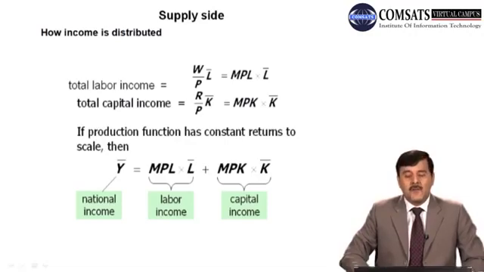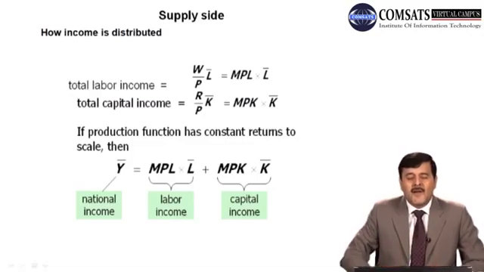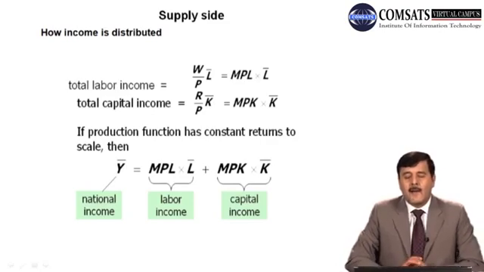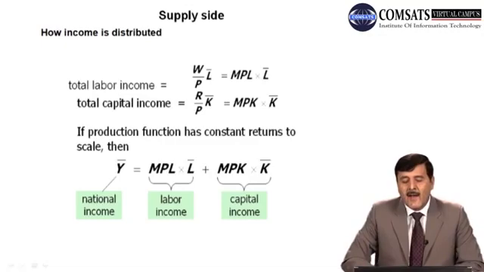Now how income is distributed, we will continue that. So what will be the total labor income? Total labor income is equal to, as you can see in the slide, W over P into L bar, which is fixed labor, is equal to marginal productivity of labor into L bar. So what have we done to find the total income of the labor? The equation we had, MPL is equal to W over P, we multiplied both sides by a fixed unit of labor, and that will give us the total labor income.